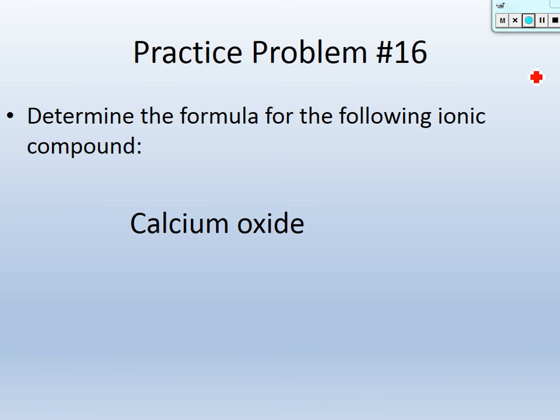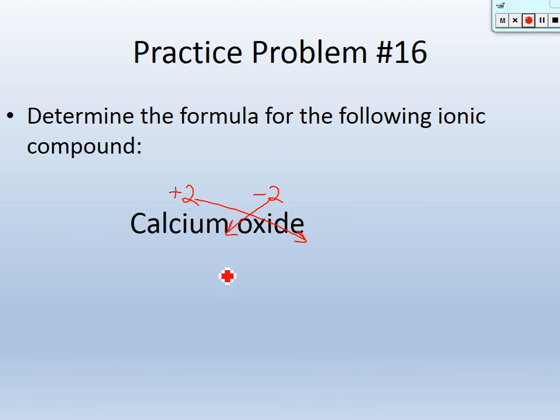All right, let's see how you did on this one. Calcium, what did you get for the charge? Yeah, it's in group 2, so it should be a plus 2. Oxygen, what's its charge? Minus 2. Okay, then we do our crisscross method. We bring them down and crisscross them.